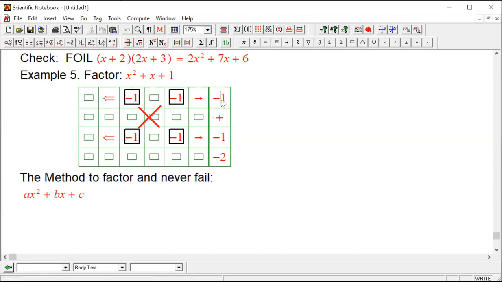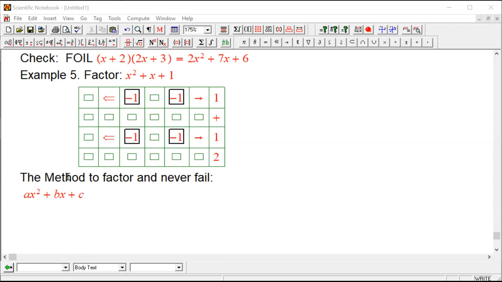No, it doesn't match. This is a +1. This is a +1. This is a +2. It doesn't match. So these simple tricks just don't get us the factors. So this is the time we shall introduce the method to factor, and that method never fails.